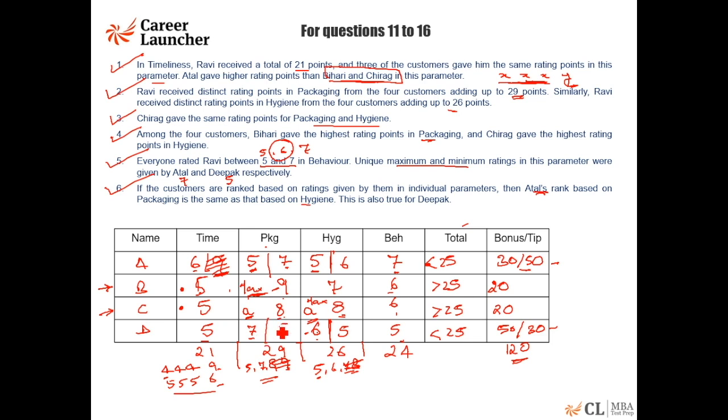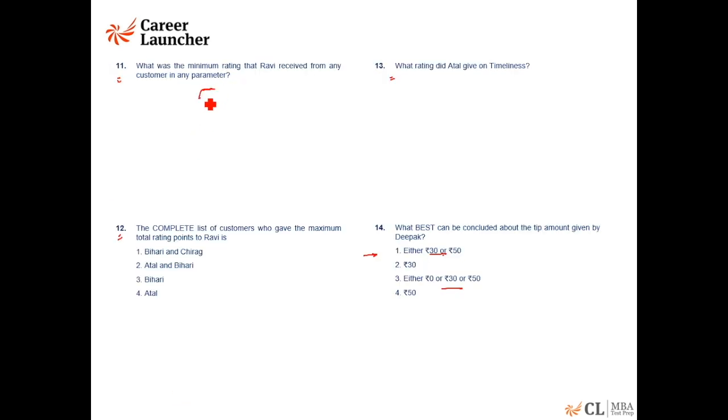What is the minimum rating out here? 5. Ravi has received, okay, this case is gone. So the minimum rating received by Ravi in any parameter from any of the customers is 5 points.